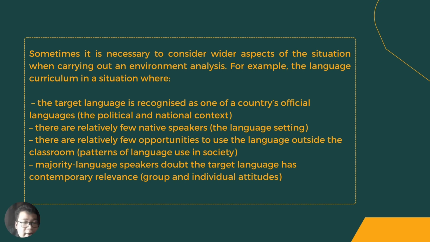The next one is that there are relatively few opportunities to use the language outside the classroom. This constraint can happen in the environment of patterns of language used in society. And the last one is that majority language speakers doubt the target language has contemporary relevance. So this constraint can happen in the environment of group and individual attitudes. To know more about what a constraint is, it will be presented by my friend in the next presentation on the next slide.